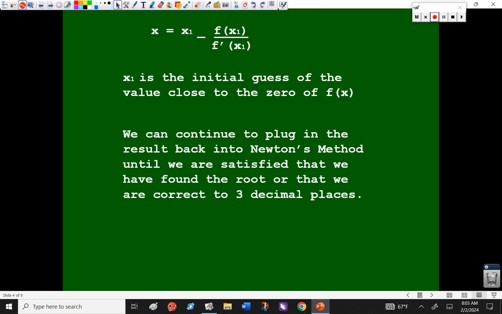So once you plug in your guess and get an answer, you can take that answer and plug it back into Newton's method until you're satisfied that you found the root or the solution to the equation. In other words, once you feel like your guess is really close, and you're within 3 decimal places of the actual answer, you're good. And you'll know this because you'll see that the 3rd decimal place won't change very much. And again, this is all fun, but it's better to see it in an example form.